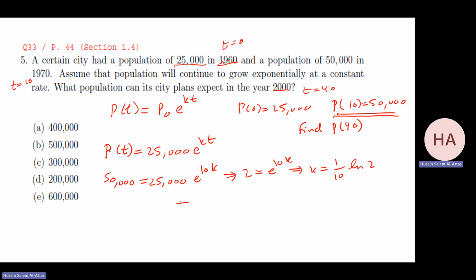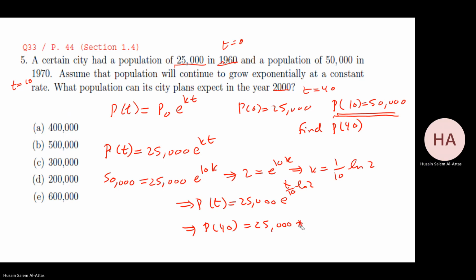So P of t equals 25,000 e to the power t over 10 ln 2. What do I need? P at 40. P at 40 will be what? 25,000 times e^(40 over 10, that is 4, 4 ln 2). Okay. Next one.